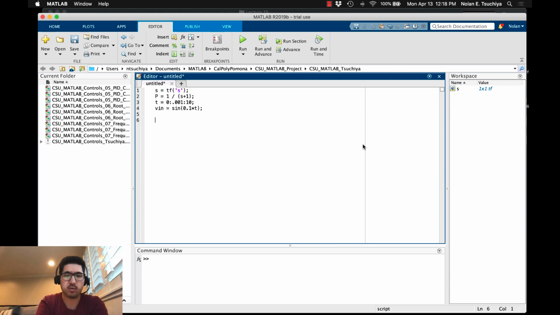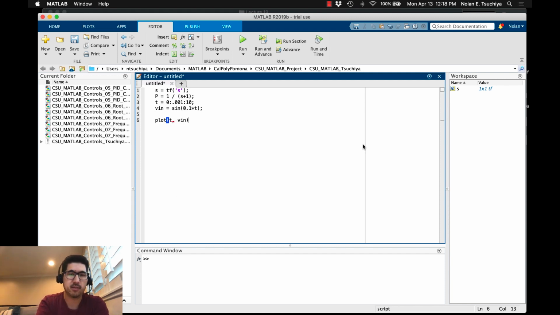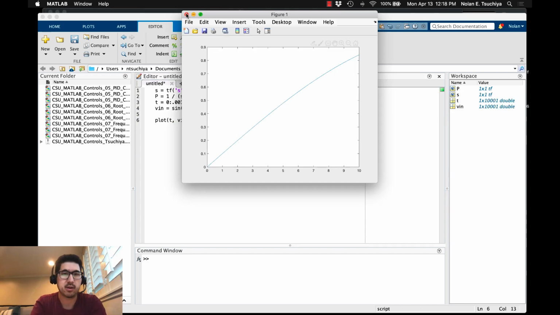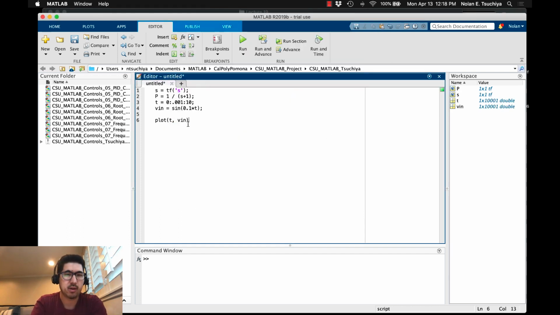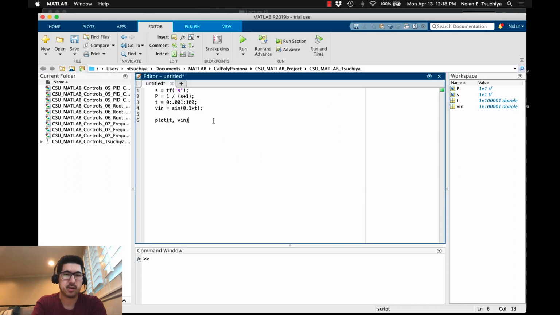If you're curious as to what that looks like at this point, we can just plot t against v in and see what that looks like. Oh, we're going to need more time here. Let's allow this to go to 100 seconds. Okay, so we can see what our input sine wave looks like at a very low frequency. What we want to do is actually pass this low frequency sine wave through this filter and look at what the output gives us.